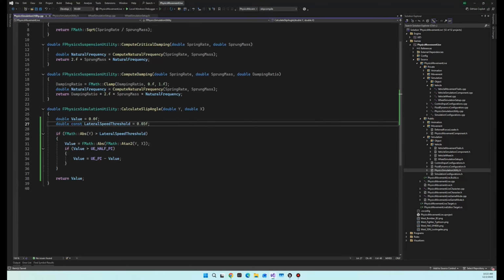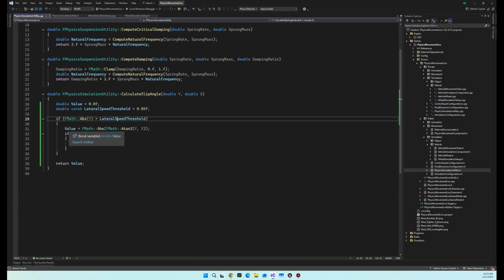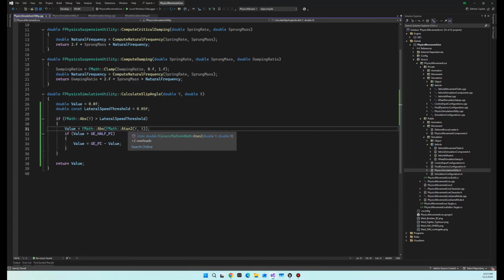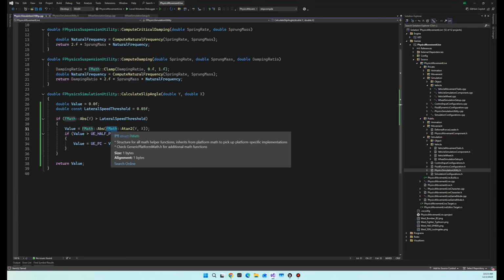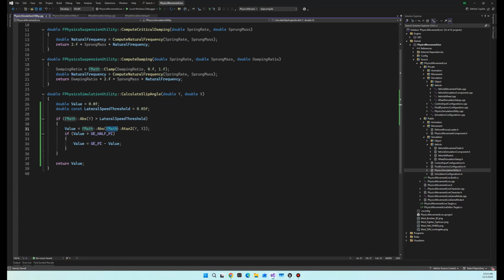And so then what we're going to do is take a look at the y, which is us going skidding, right? Or if we're going to be skidding. So this is the forces going in the y direction, and it's going to see if it's within the tolerance of the lateral speed threshold, which is 0.05. If y is in that tolerance, then let's take a look at the y and the x, and we're going to put that into the atan2 function here, which is off the math struct. And then we'll get the absolute value of that to get a value.